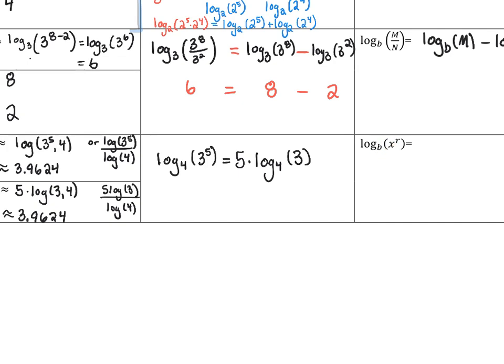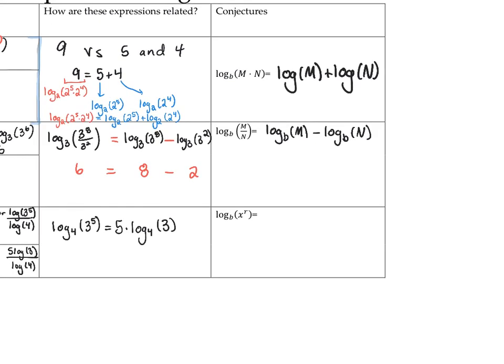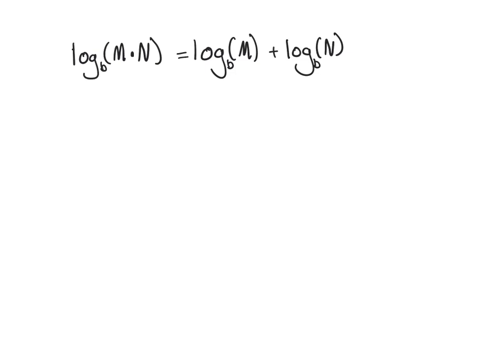input of the logarithm. Okay, on the next slide, I'm going to choose one of these two conjectures that we've come up with to prove. So I am going to prove this first one, log base b of m times n is log base b of m plus log base b of n. So here we are, we're going to prove this first conjecture, which is basically related to the product rule for exponents. So the log base b of m times n is equal to the log base b of m plus the log base b of n.